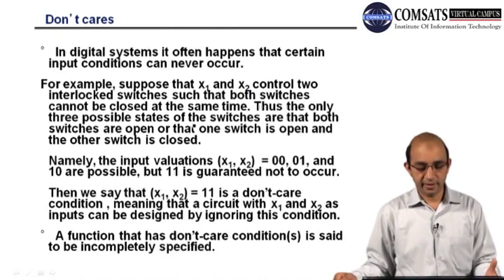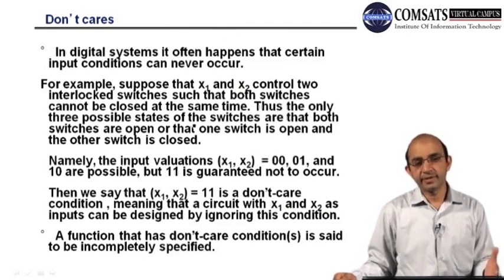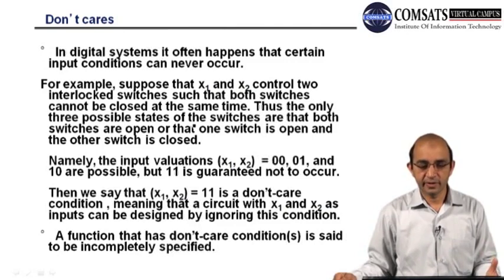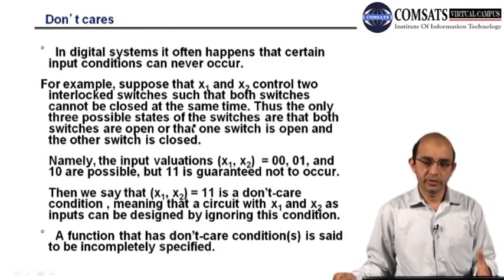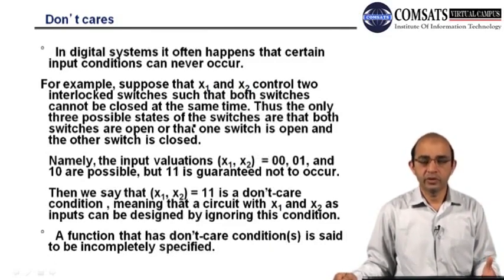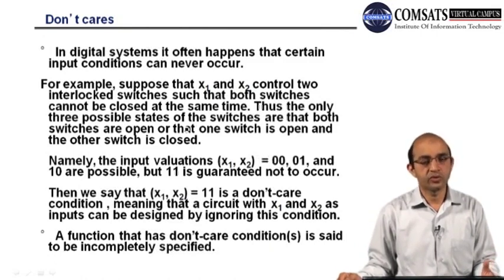Or you can say you have two switches, interlocked switches, and there is a scenario where you can close one switch at a time. If you close one switch, you cannot close the other, or in other words, you cannot close them simultaneously. So what sort of possible combinations can we have?